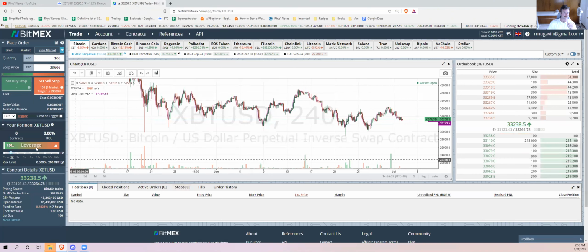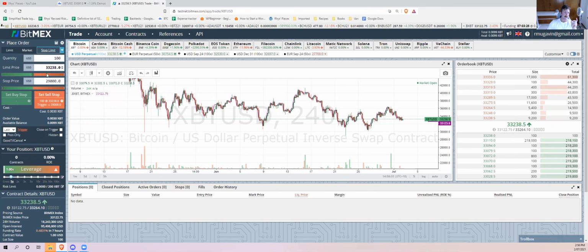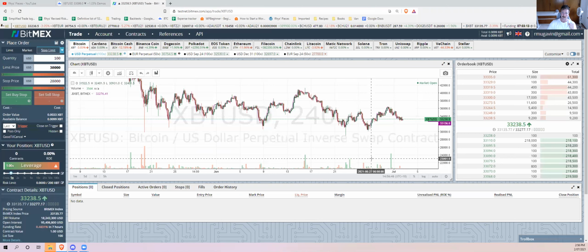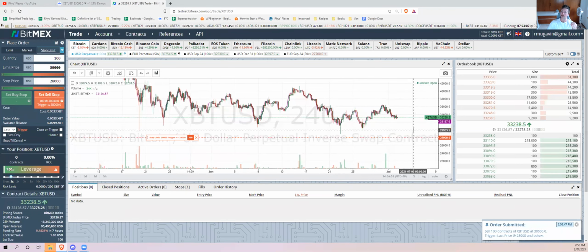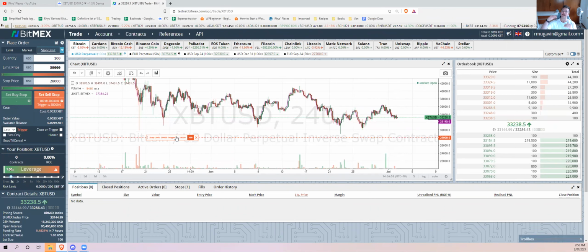So if we come to BitMEX and we say stop limit, our stop price is our trigger price. That's 29,000, or actually we had 28,000 in that example. And then our limit would be 30,000. Right, so same thing. You can see that that's now waiting. It hasn't executed immediately because it's an if-then condition. If price gets to 28,000, then place my sell limit at 30,000.